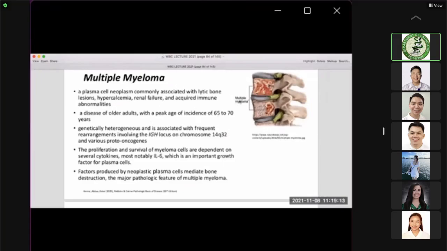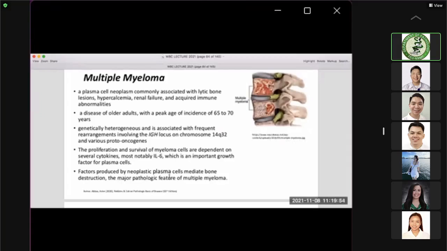So this is the peak incidence, 65 to 70 years of age, no? Genetically heterogeneous and associated with frequent rearrangements. The proliferation and survival of myeloma cells are dependent on cytokines, mostly interleukin 6, no, which is an important growth factor for plasma cells. Tapos yung factors produced by the neoplastic plasma cells, they mediate bone destruction. So that's why we get to observe fractures in patients with multiple myeloma.